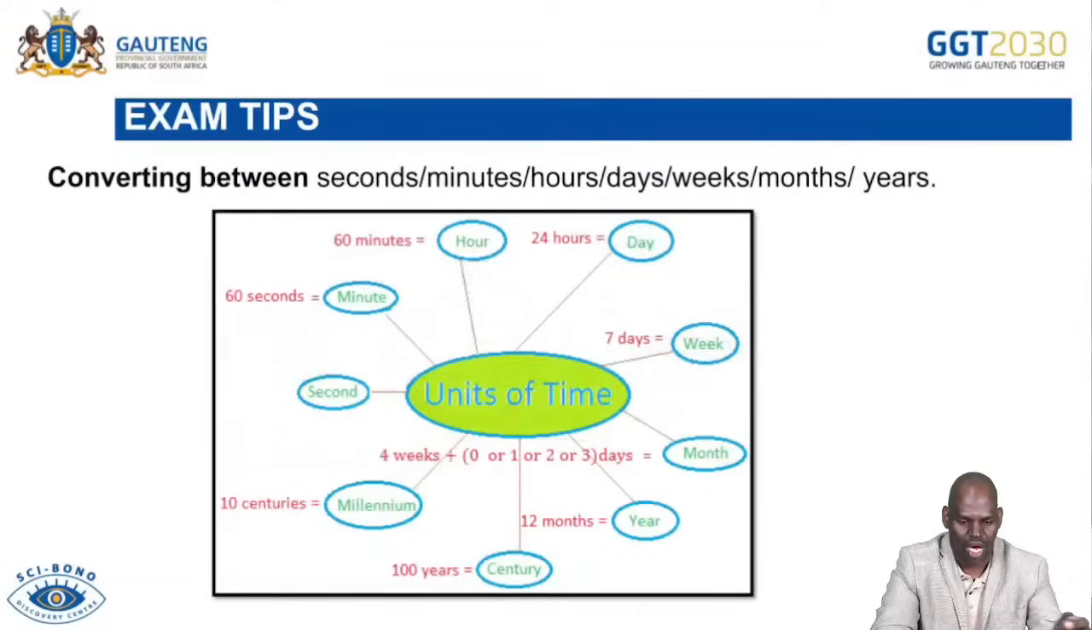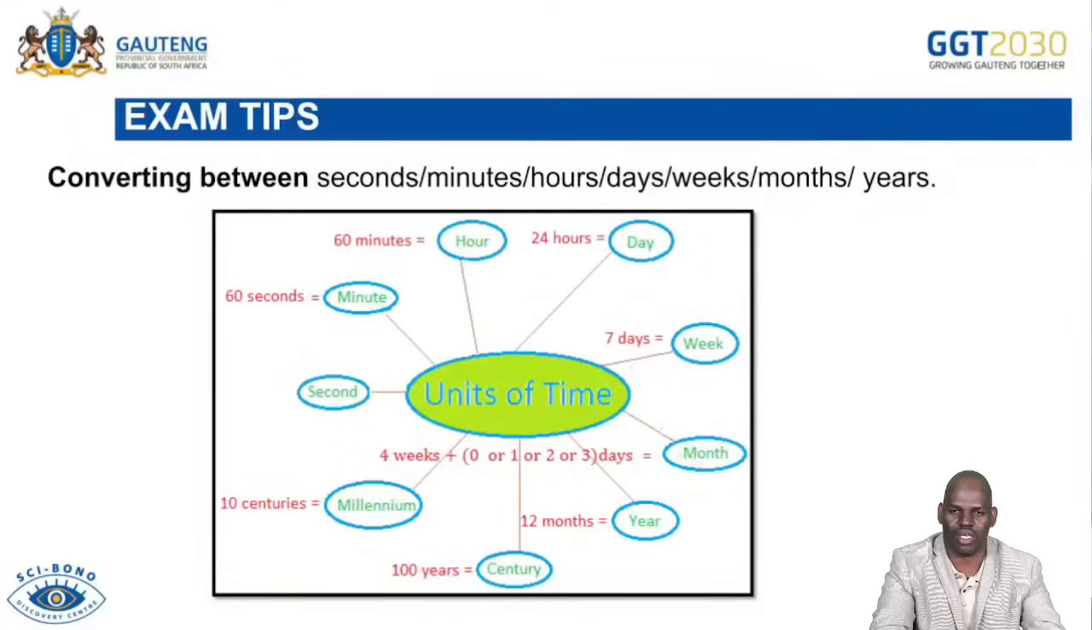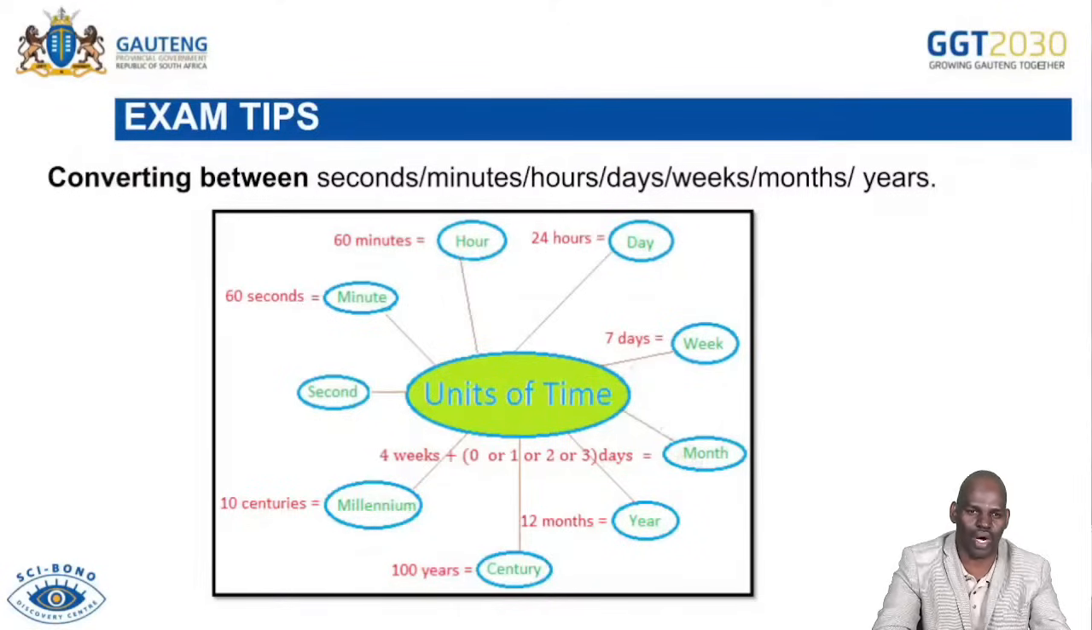So very important. And then again, we've got hours. We must know that 1 hour is equal to 60 minutes. If you have to convert from hours to minutes, you multiply by 60. But if you have to convert from minutes to hours, you divide by 60. Then we also have a month, which is about 4 weeks. A month can have 28, 29, 30, or 31 days, depending on which month it is. If the examiner specifies, you need to know. If they say January, you need to know that January has 31 days.